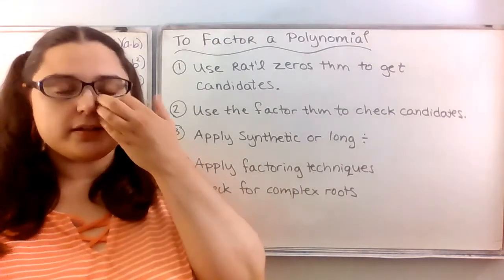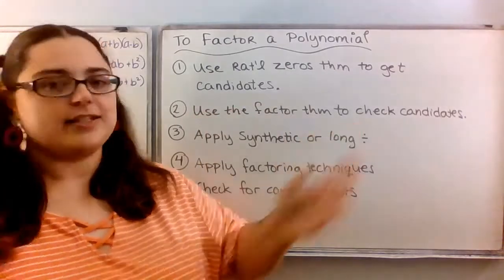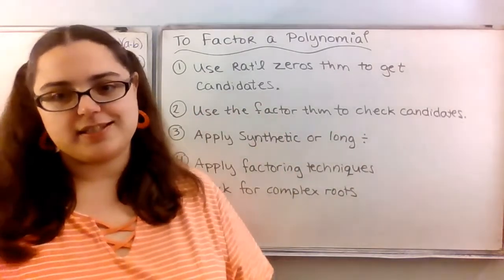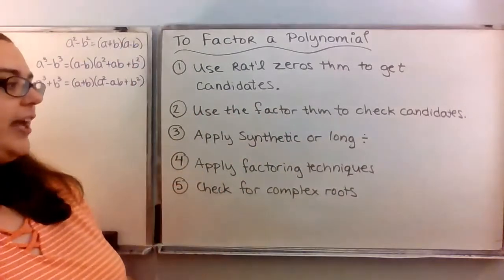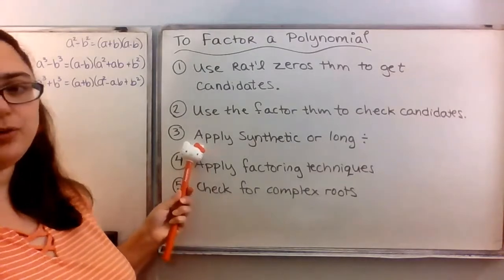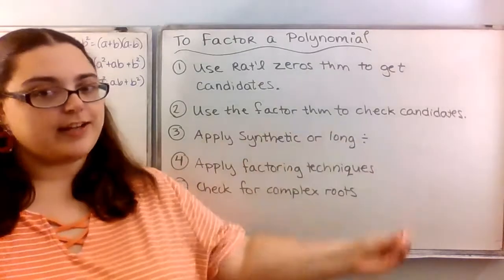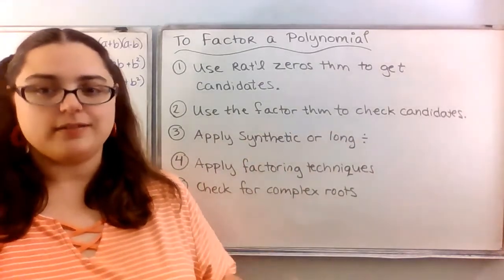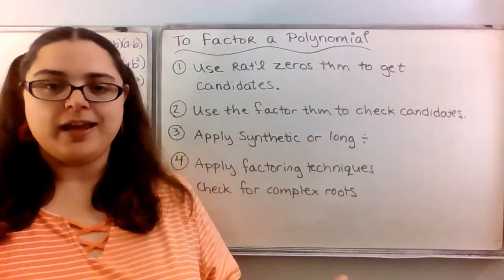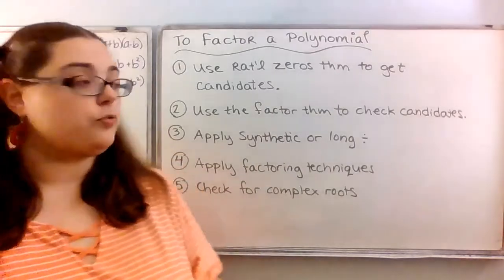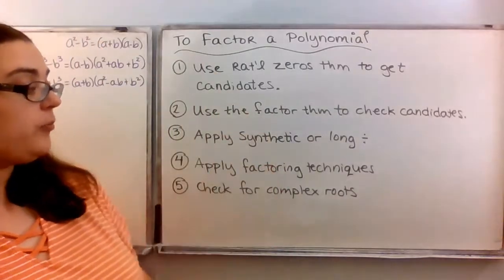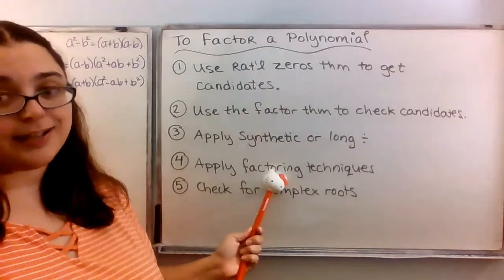What I typically do is I check my candidates till I get one, and then I proceed to the next step. Once you have a candidate, you can apply synthetic or long division. So take that candidate and divide it out. You can factor that out, and that'll give you a new polynomial. And then you have your choices. You can repeat this process, or you can apply some other factoring techniques.